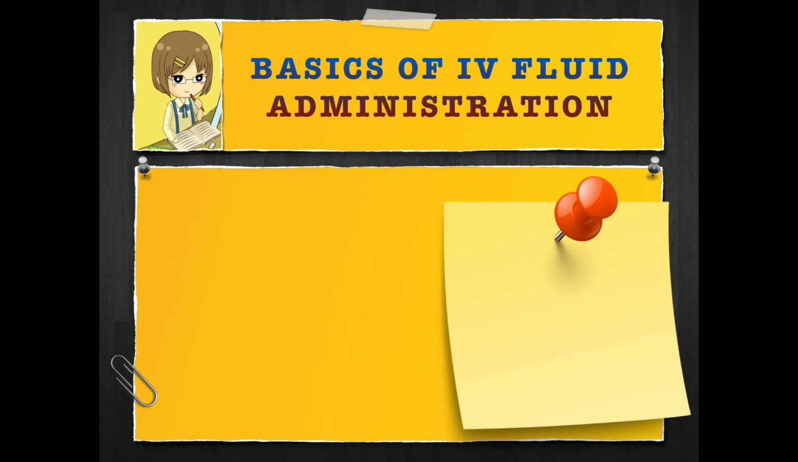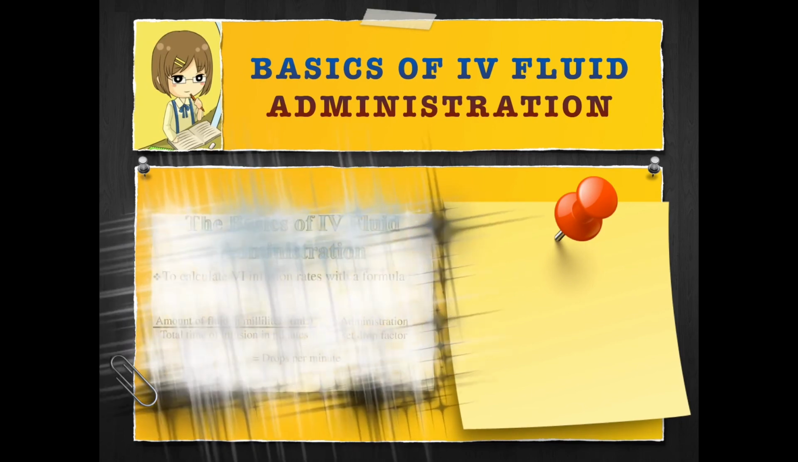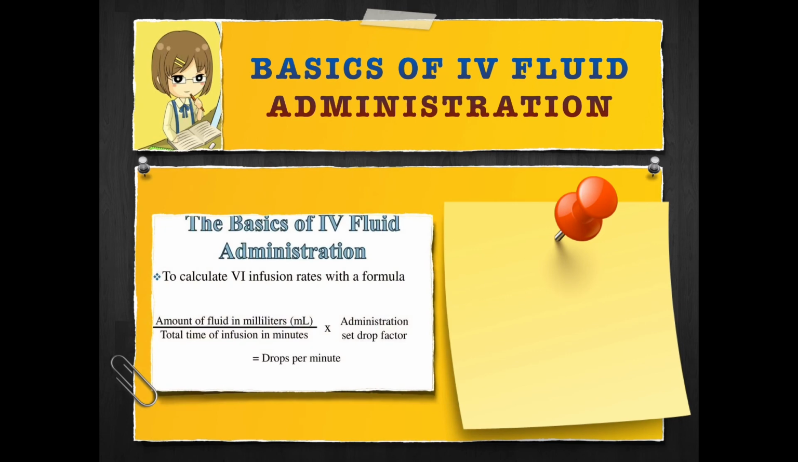Next we can see the basics of IV fluid administration. In that, if we want to calculate the drops per minute, we have a formula. It is amount of fluid in milliliter divided by total time of infusion in minutes into administration set drop factor. Drop factor will usually be given in the question itself.